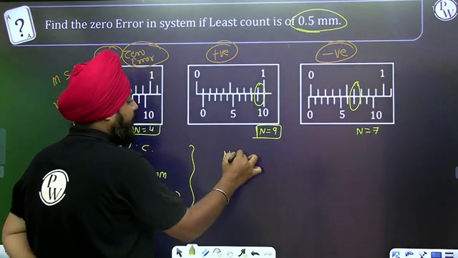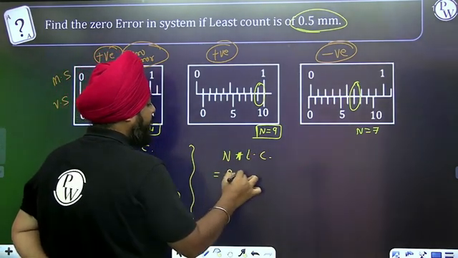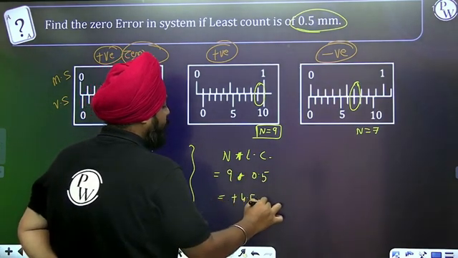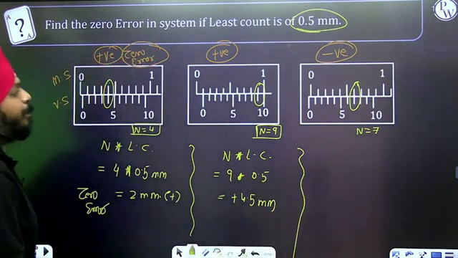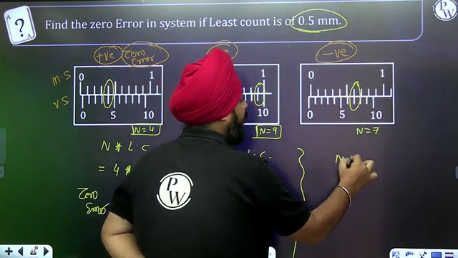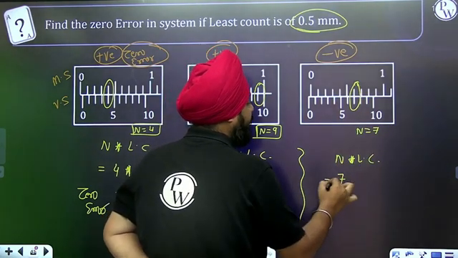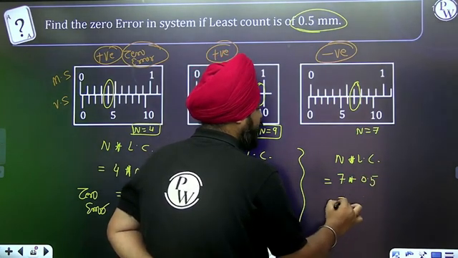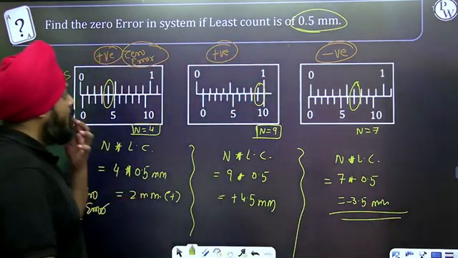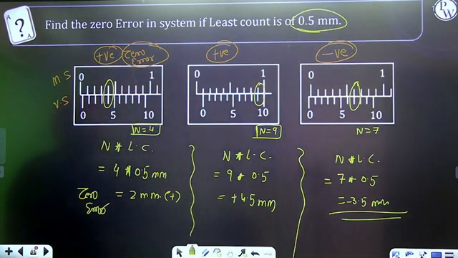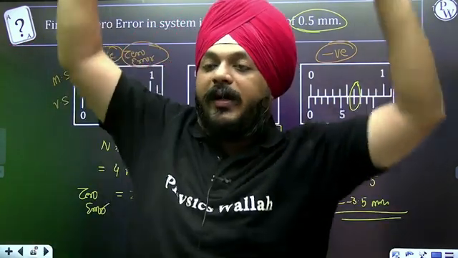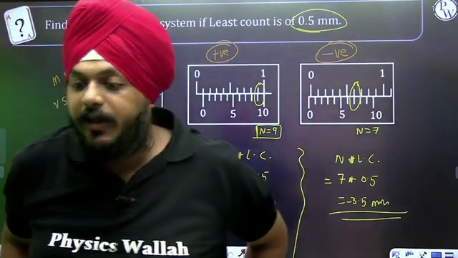Here, n into least count. N is 9, least count is 0.5. Positive 4.5 mm of zero error we are going to get. And here n is 7 exactly coinciding. N into least count, that is 7 into 0.5, right? So that is 3.5 negative. This is the actual concept of the zero error. In Vernier caliper, it is calculated one way, while in the screw gauge, it is calculated another way.